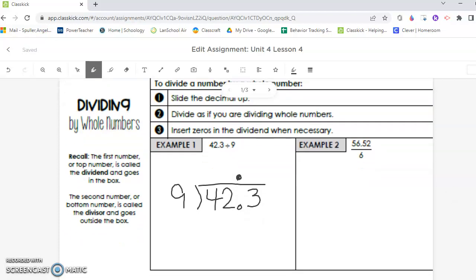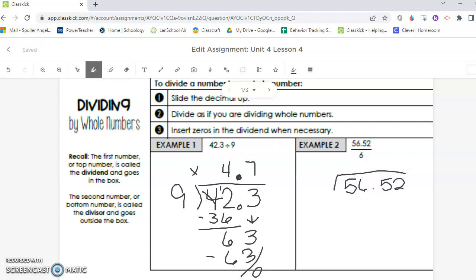Super easy. And then you divide as normal. So 9 can't go into 4, but it can go into 42. 9 times 4 is 36. I'm going to subtract that. I have to borrow to make that 12. 12 minus 6 is 6. Bring down my 3. Well, I know 9 times 7 equals 63. So I subtract that, get 0. So 4.7.